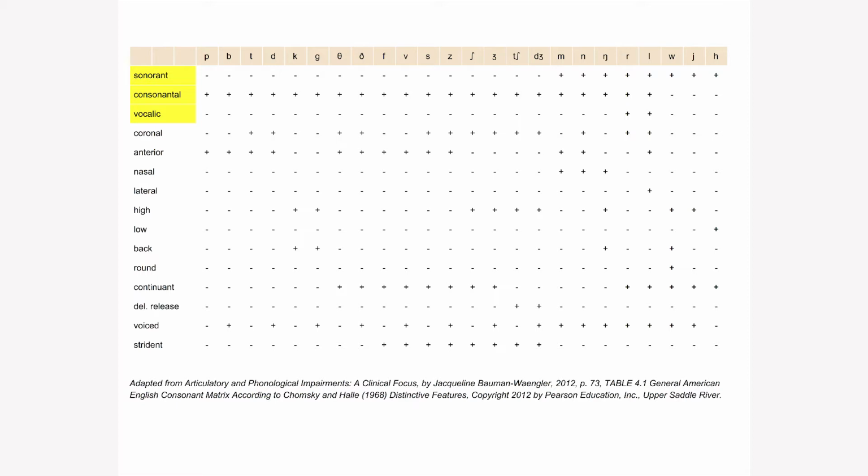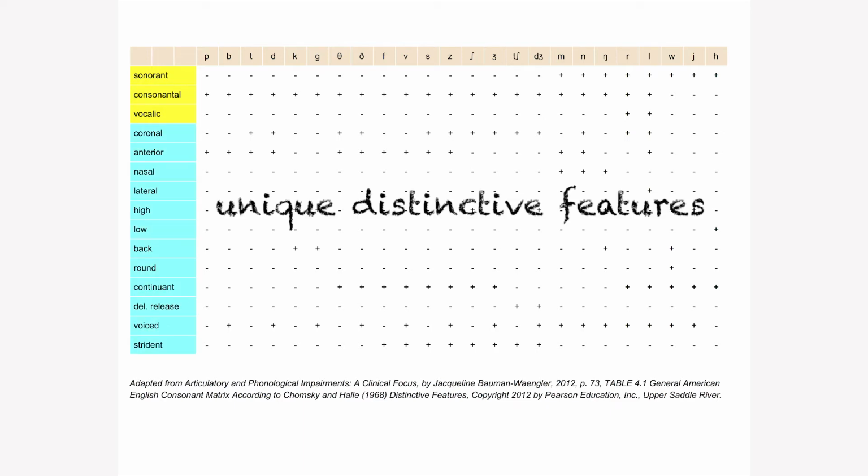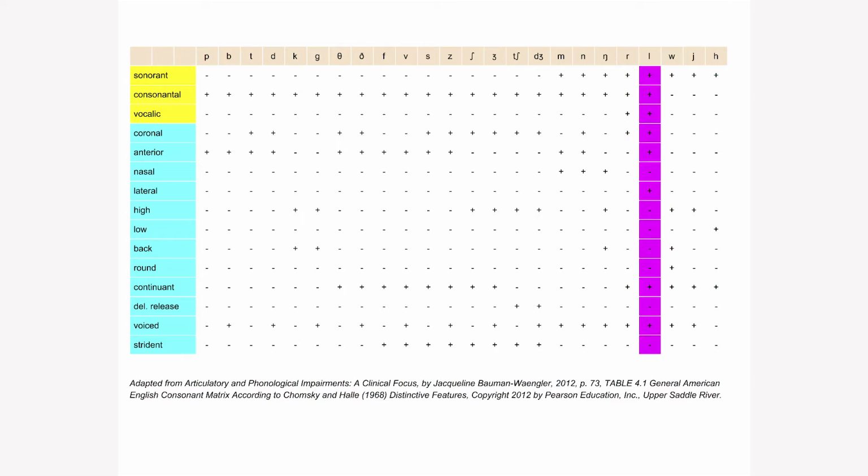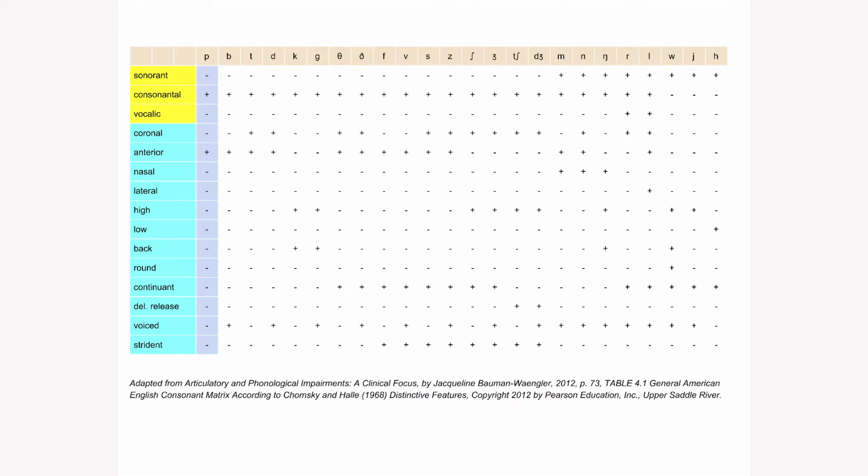After we figure out that, then we compare and add up the unique distinctive features, which are highlighted here. The more there are, the more maximum feature distinctions that we have. For example, let's compare the sounds K versus L and P versus L.